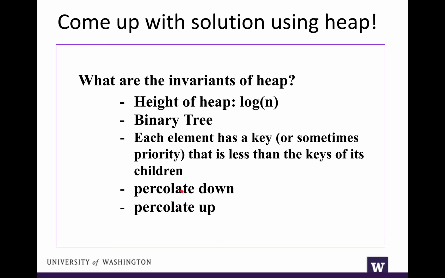but the left and right are not necessarily related in any way. So first, we know that some common operations in heap will be percolate down and percolate up to maintain this invariant that we mentioned above, and then we know that this will run in log n due to the height of heap, right?